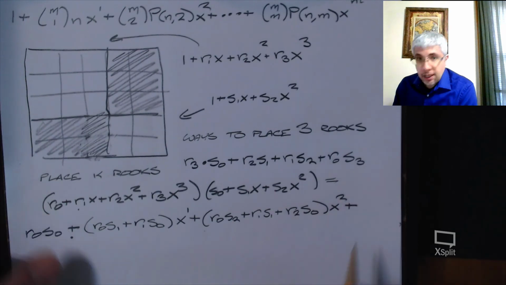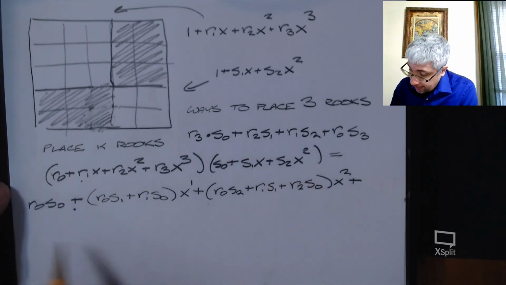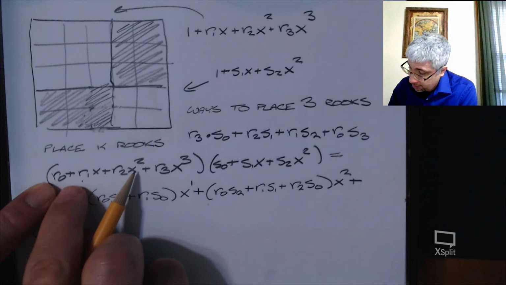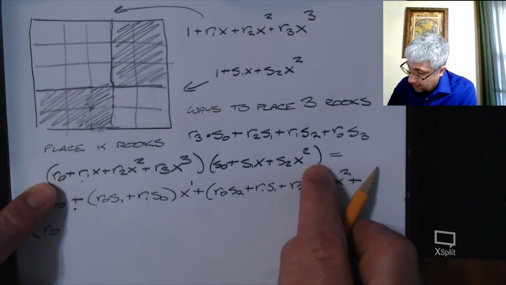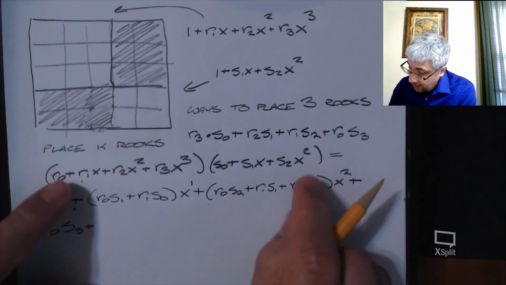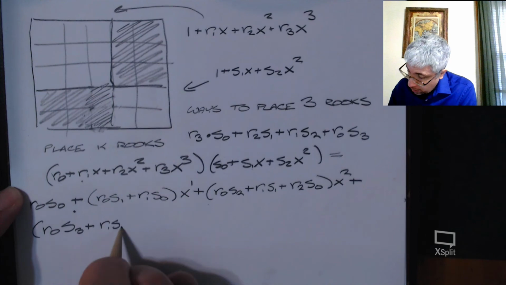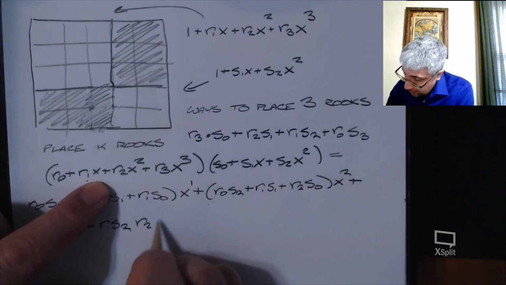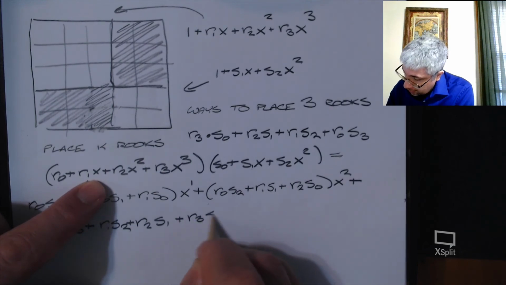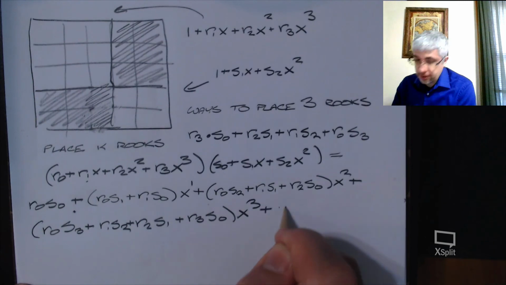And now for the coefficient of x to the 3rd, what could I get? Well, I'll have R0 and, well, S3, which is just 0, but I'll write it in anyway. And then I'd have R1 and S2, and then I'd have R2 and S1, and R3 and S0. And that would be the coefficient of x cubed.